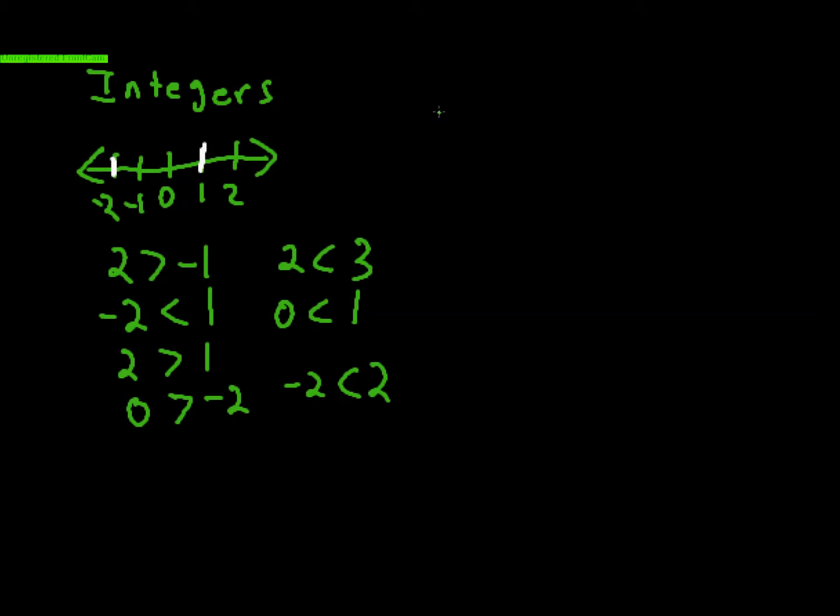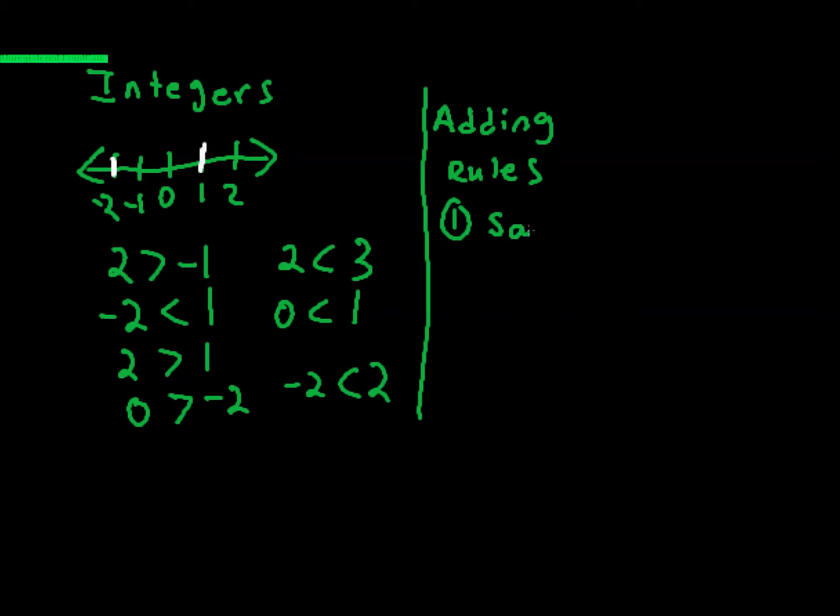So now I want to start using these rules for addition and subtraction. Adding is the same as subtracting, so I'm going to focus on adding. I'm going to start with saying what the rules for addition are. The first rule is when you add two numbers, if they have the same sign, then we're going to keep the same sign. For example, 2 plus 2 is 4 because +2 and +2 have the same sign.